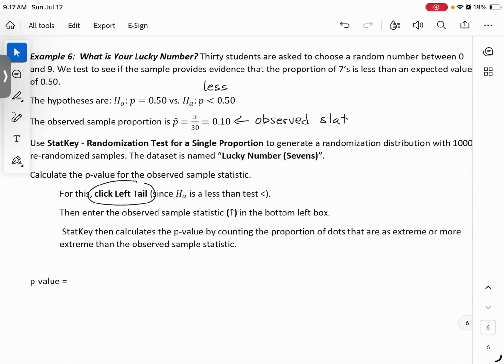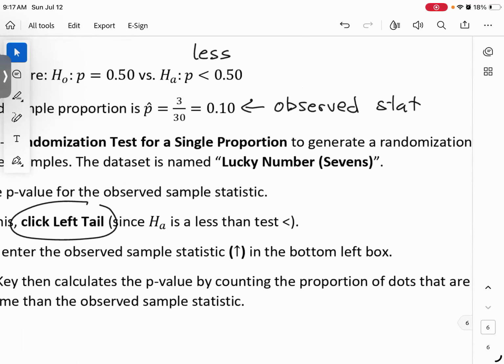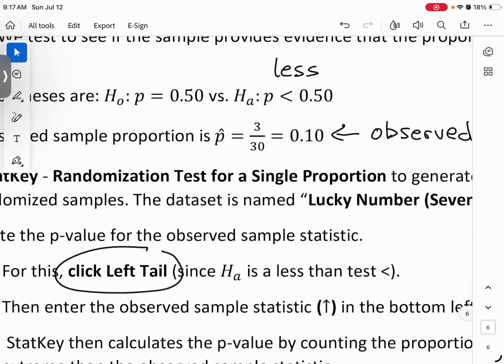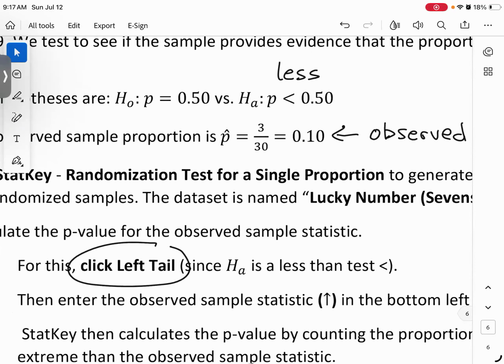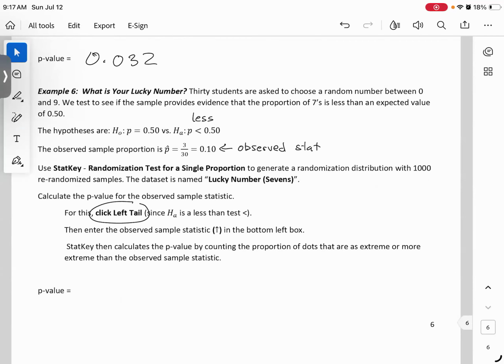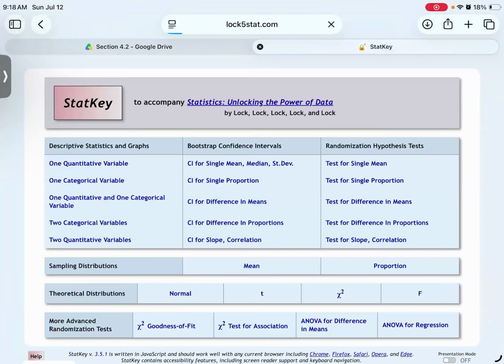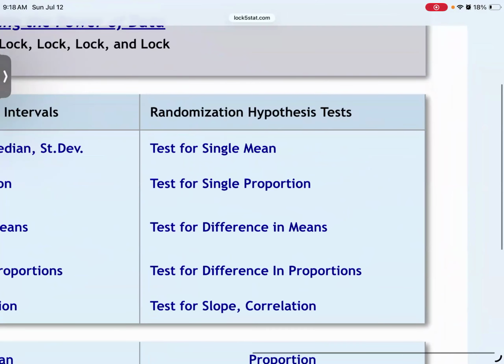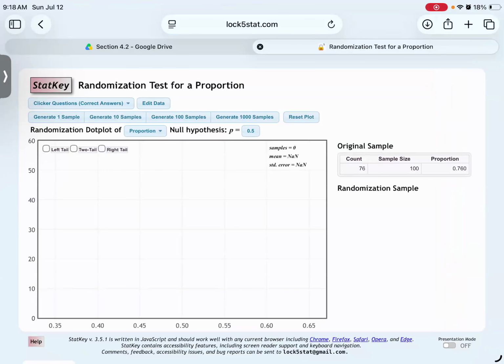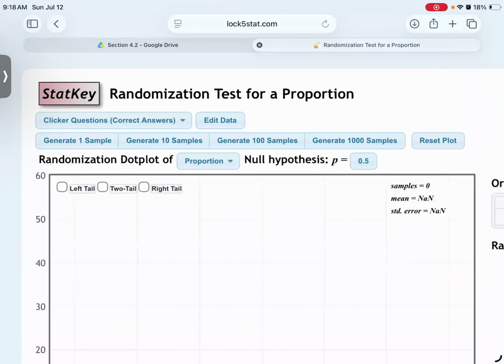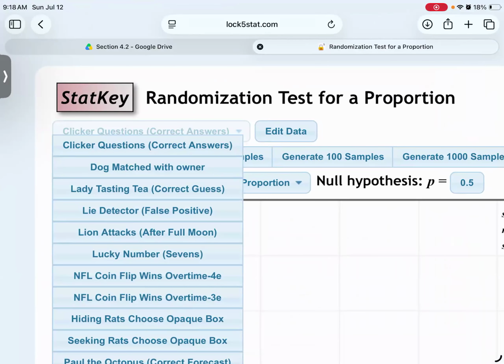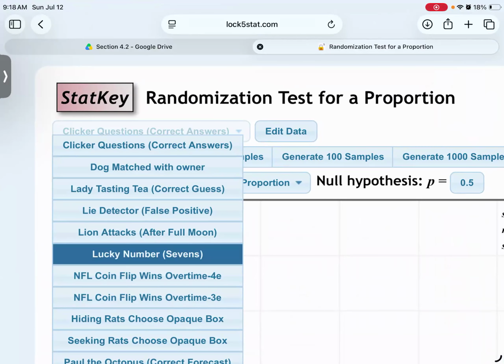So we're going to go to randomization test for single proportion. Lucky number 7 is the data set. All right, let's see what happens. We're going to go to test for single proportion. And again, you'll do this on some of your homework where you'll need to use StatKey. And then we'll go to the data set, lucky number 7. It's a little ways down.